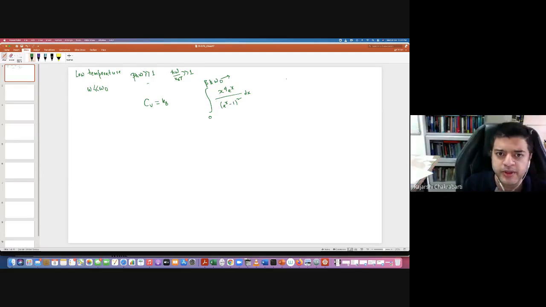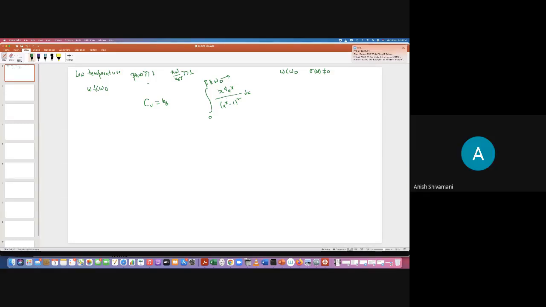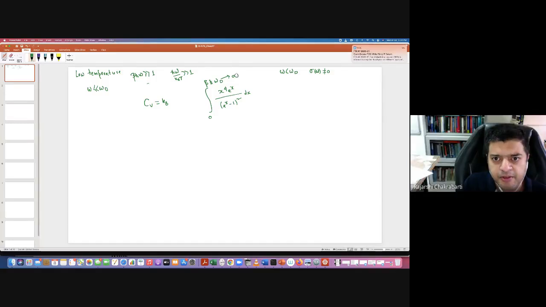Because first you remember that what was the expression for this sigma omega? You remember the Debye frequency? You're in the limit when omega is less than omega d, isn't it? Because you're using this expression for sigma omega. Otherwise, sigma omega is 0. So this upper limit goes to infinity when the temperature is low.